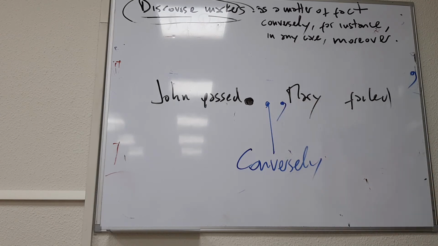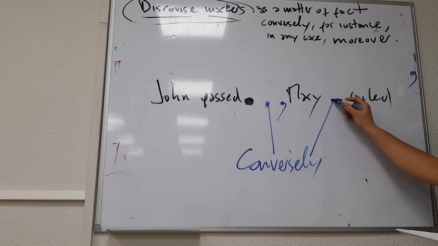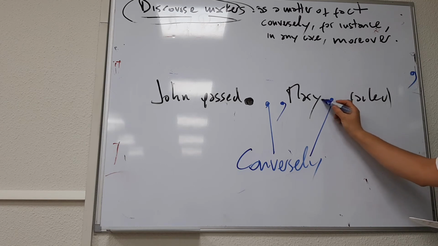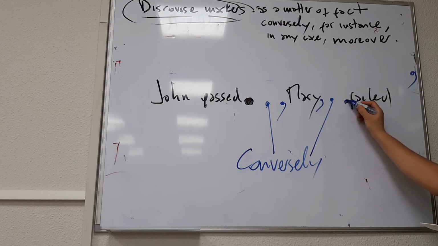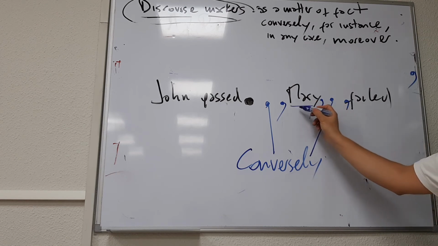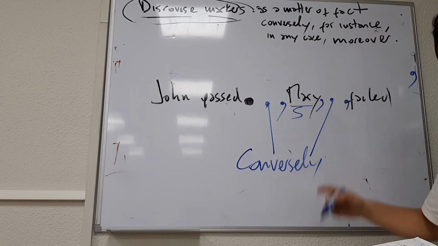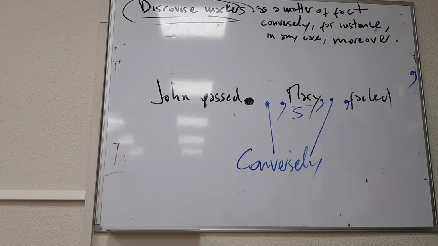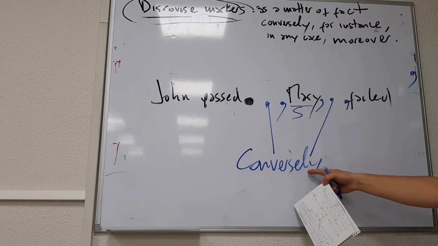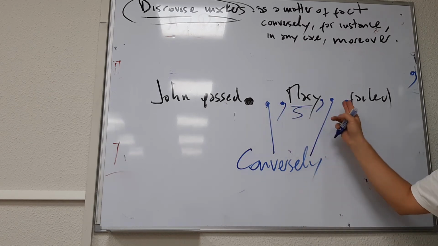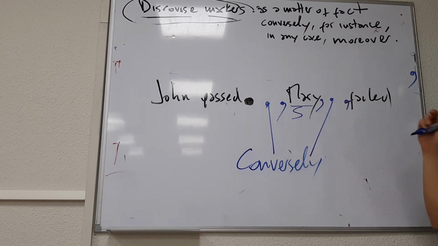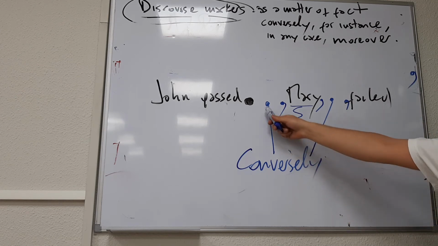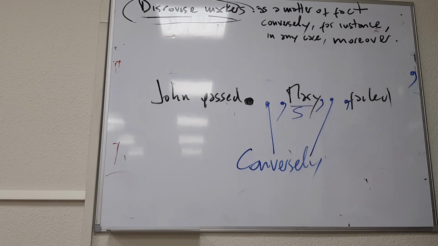One more possibility: "Mary, conversely, failed." Here I would place it between commas. Why after Mary? Because Mary is the subject, so you can place it after the subject. "Mary failed, conversely." In this case, for conversely, I would say only beginning or after the subject. I don't like it at the end. It sounds a little bit weird for me. So conversely, beginning and after the subject.